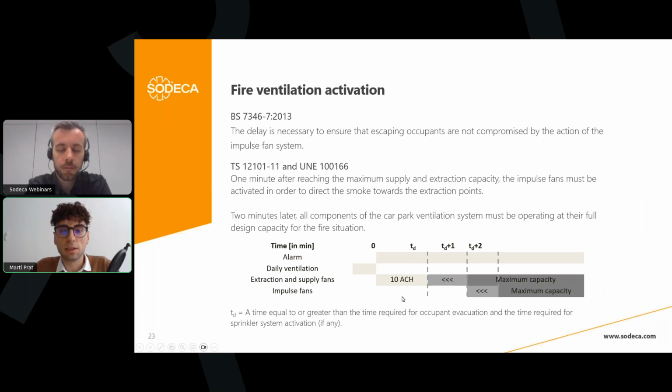Then past this time, the extraction and supply fans are activated at maximum capacity if they are not already at the 10 air changes per hour. And past 1 minute, so we have enough time to allow the evacuation of all the occupants inside the car park, we then activate the impulse fans at maximum capacity.